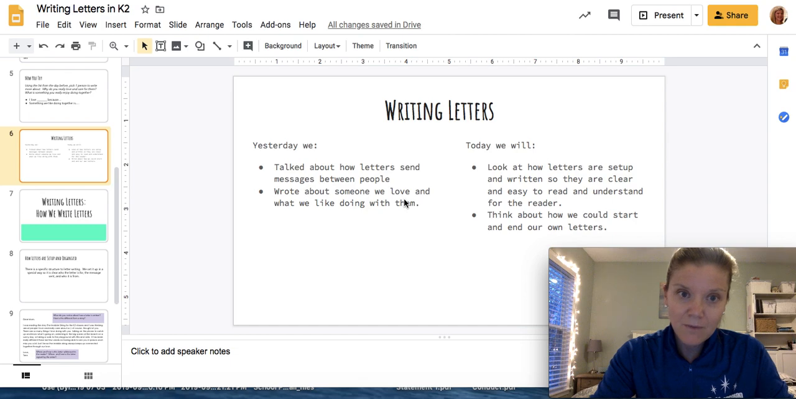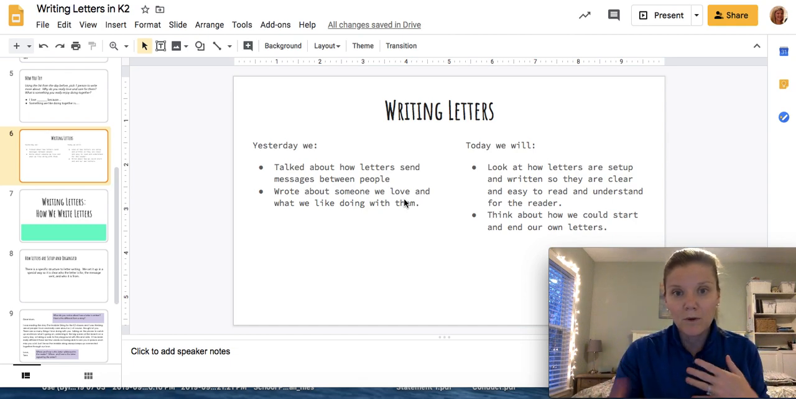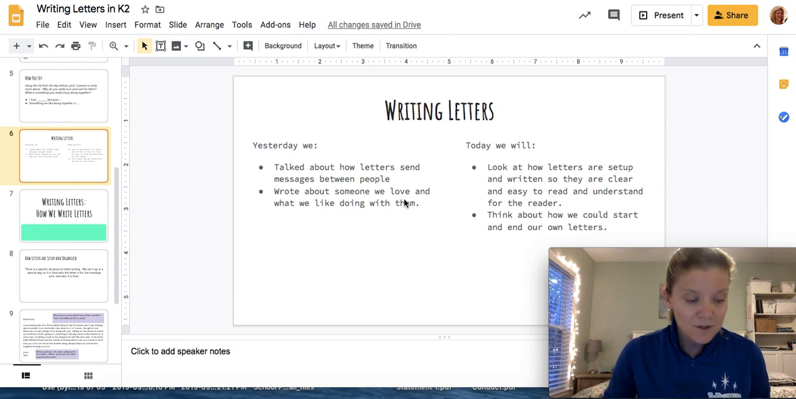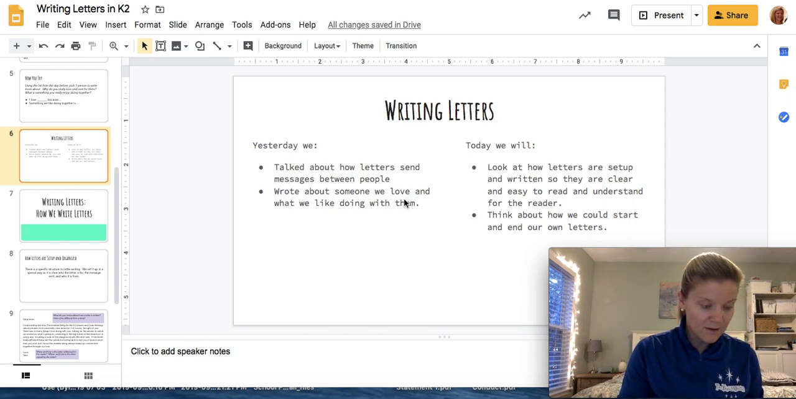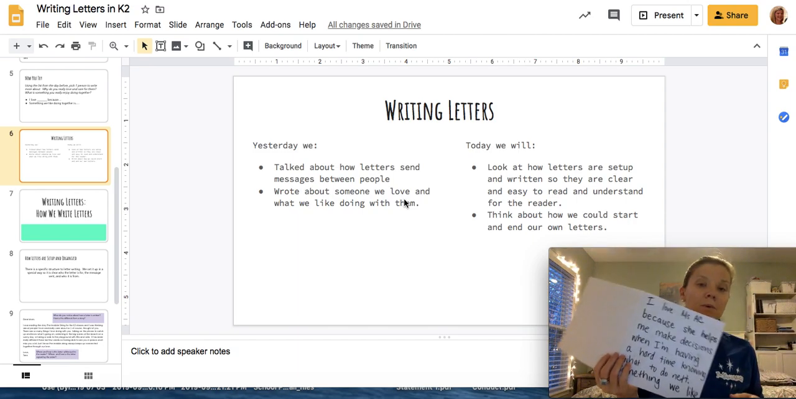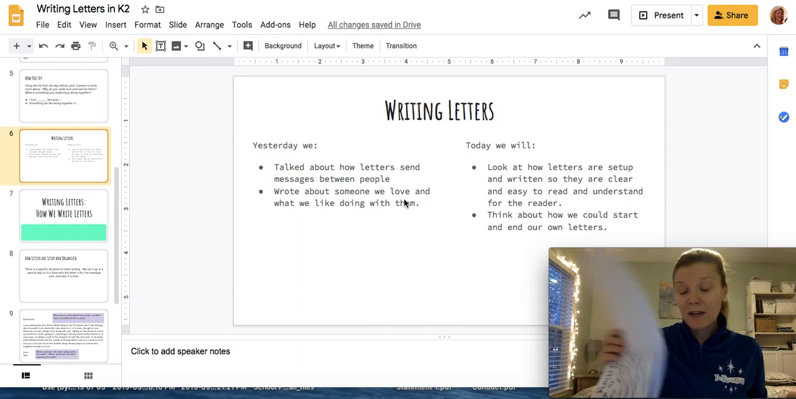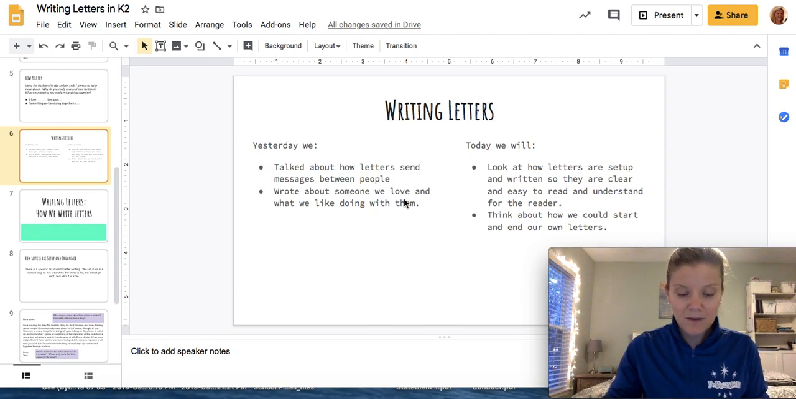So, yesterday, we talked about how letters send messages between two people or can be from groups. And we also did a little bit of writing about someone we really care about and what we like to do with them, because that could be somebody we might end up deciding to write a letter to, right?